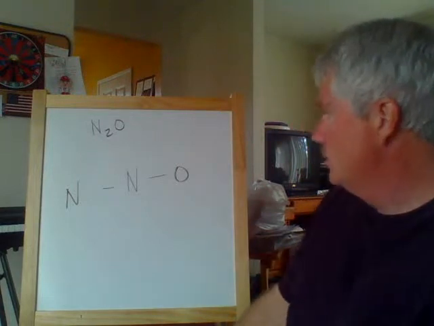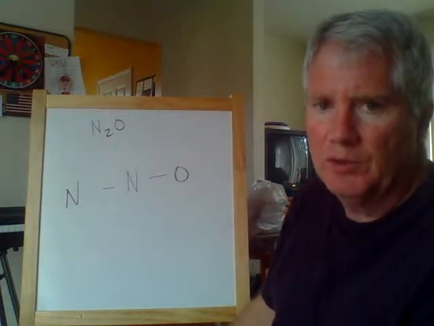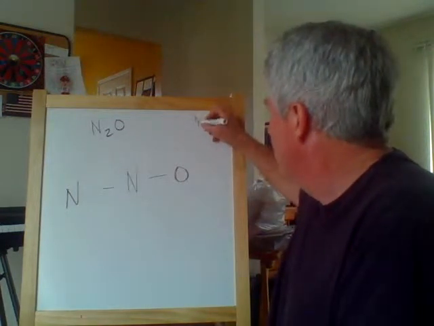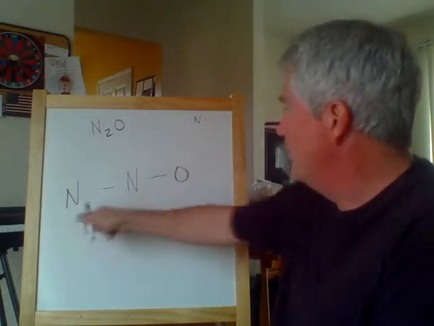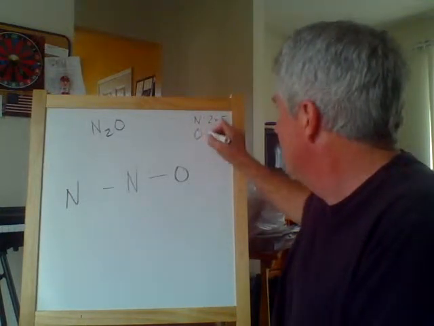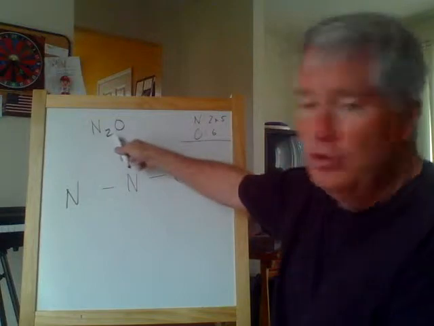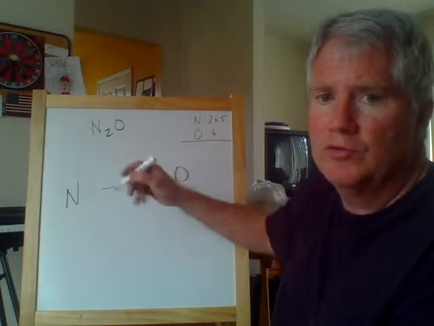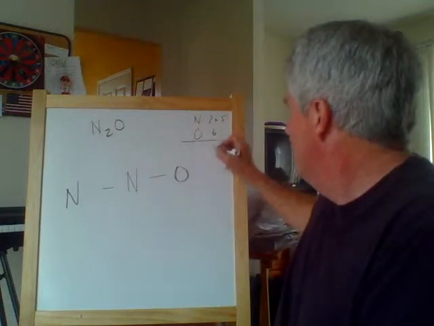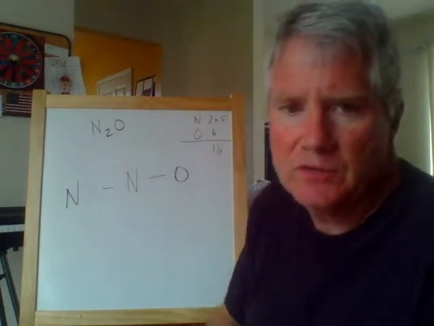Okay? So there's our basic building block for the Lewis structure for nitrous oxide. Well, let's count our valence electrons. Nitrogen has 5, but we got two nitrogen atoms, so it's 2 times 5. And oxygen brings 6. It's a neutral molecule, so there's no extra electrons to either add in or take out. So you add this up, and we got 16 electrons to sprinkle around.